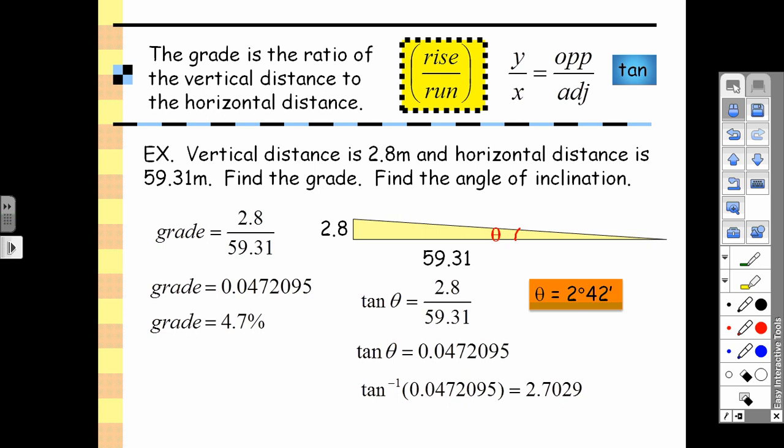Okay, so there's all sorts of variations that you can do in these problems. Maybe they give you theta and they ask you to find the grade. Maybe they give you the grade, you have to find theta. Maybe they give you the grade and they want to know something else. Maybe they give you the vertical length and you have to find the horizontal length, but they gave you the grade. Lots of different variations for you guys to play with.